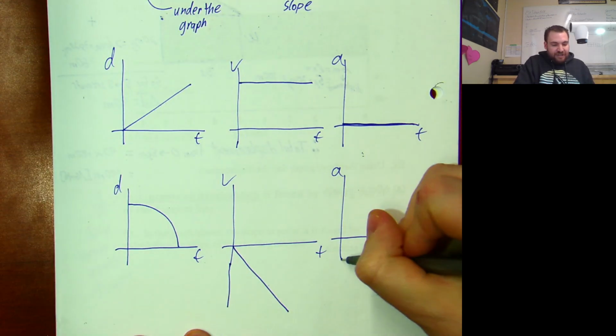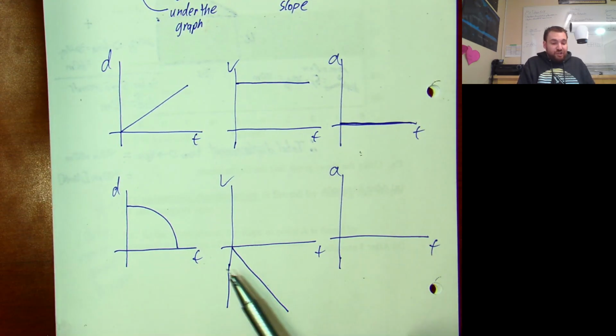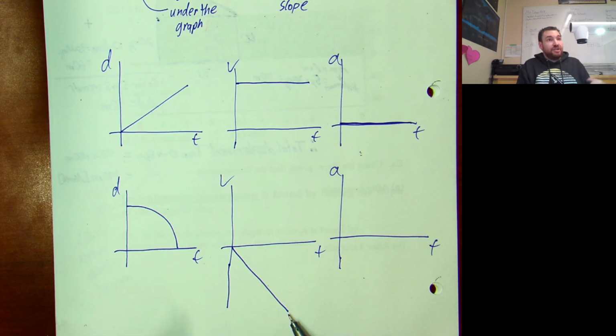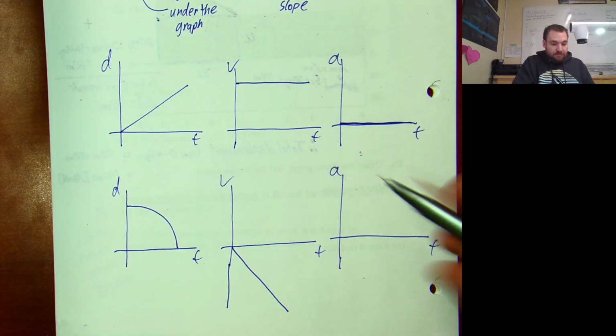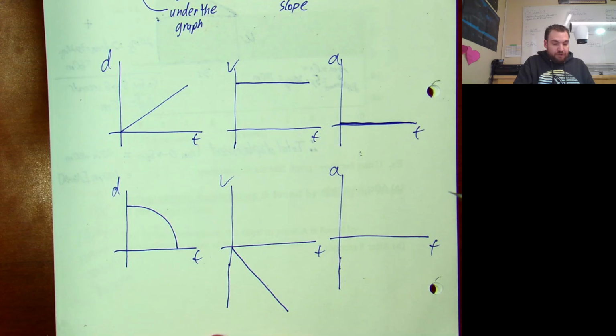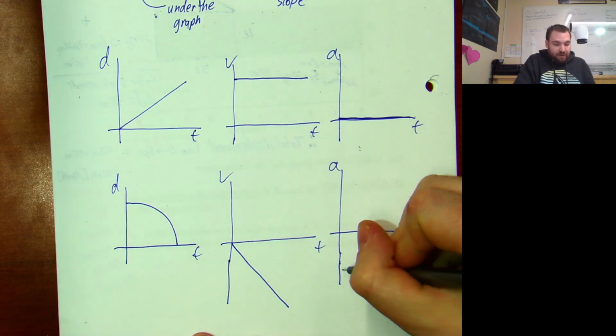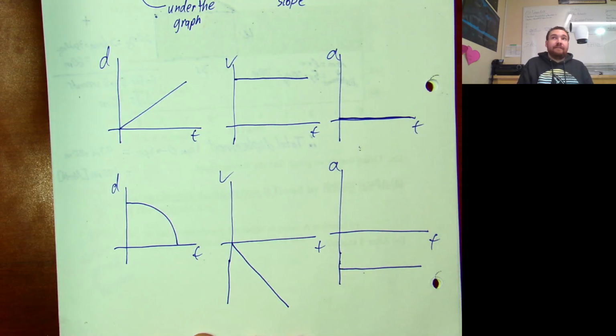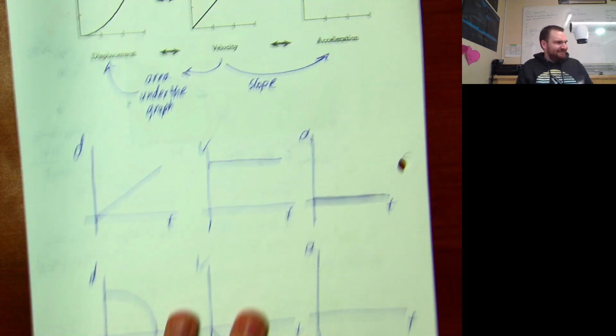So then what's my acceleration graph going to look like? This straight line means it's accelerating, and it's accelerating negatively and constantly. So my acceleration time graph is going to be flat because it's constant acceleration, but it's going to be somewhere negative. It's going to look like that. Interesting, eh? It's good.